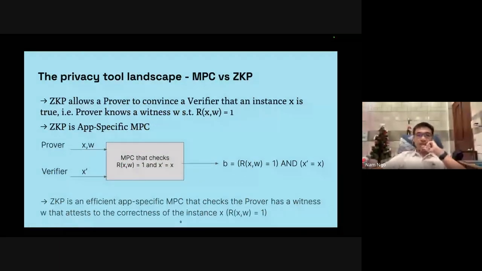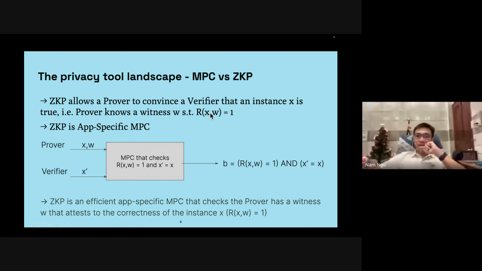So here I will try to contrast a little bit MPC with ZKP. ZKP is what most people in this talk would be familiar with, right? ZKP allows the prover to convince the verifier that an instance X, or something with this X, is true. So it means that the prover must know a witness W such that we want to test this relation of X and W, and it has to return one. So this relation R is like the function F before, right?